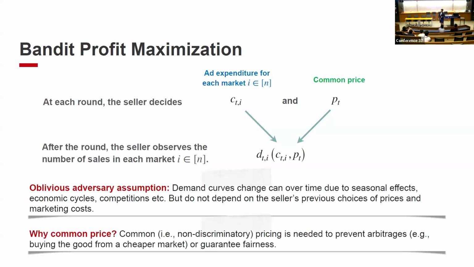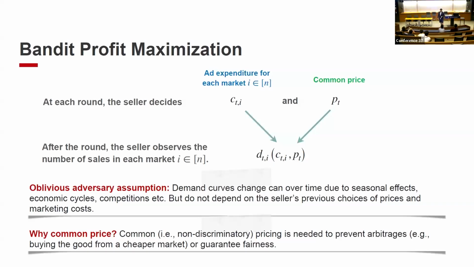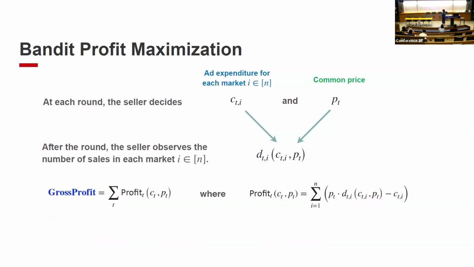One different thing here is that we are choosing a single price for one commodity, and the common pricing is needed for preventing arbitrage. For example, you can buy the same good from the cheaper market and sell it at a higher price in a different market, or also you can guarantee some fairness between these markets. So this is the problem setting.